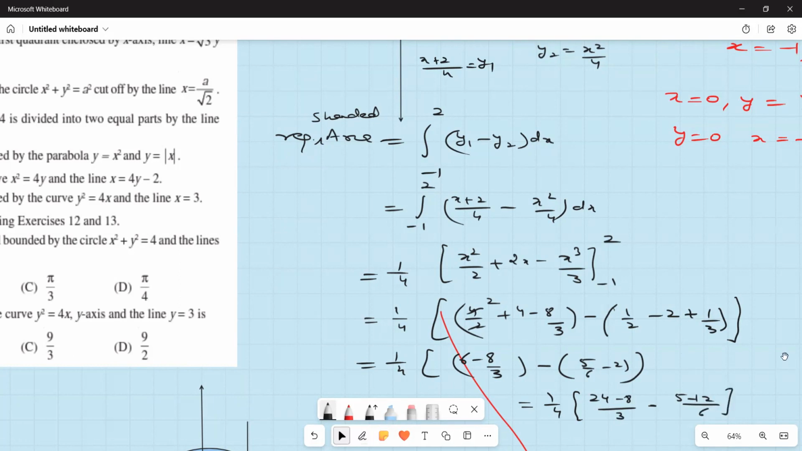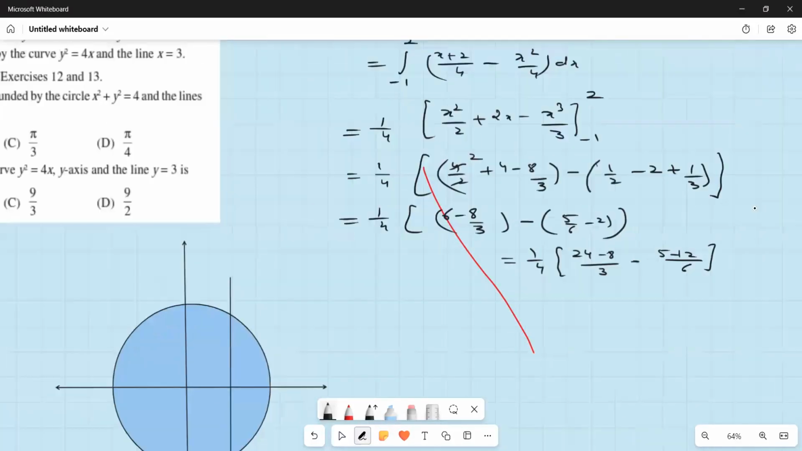So this is equal to 1 by 4. 24 minus 8 is 16 by 3, 16 twos are 32. Minus, this is minus 7, minus minus plus 7 by 6. So this is 39 by 24 square units. So if you cancel this by 3, this will be 13 and this will be 8.